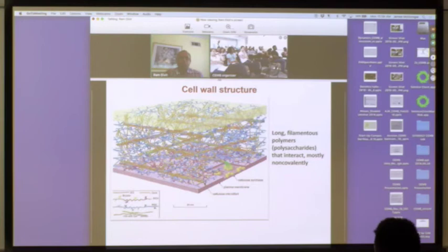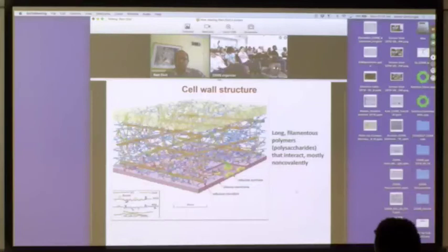In some ways, it should remind you of the animal extracellular matrix, where the striking feature is the collagen cables. Here, the striking feature is these cellulose cables, these big orange bundles here. And then they are enmeshed within this complex matrix of what are called matrix polysaccharides, the hemicelluloses and the pectins, in addition to the proteins that are important for the assembly and structure of the cell wall.